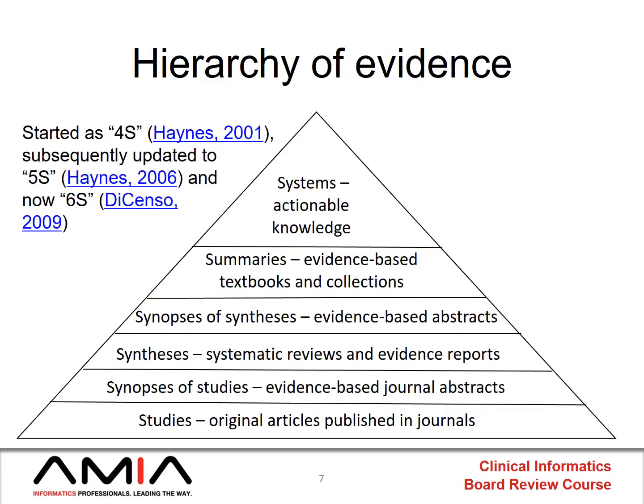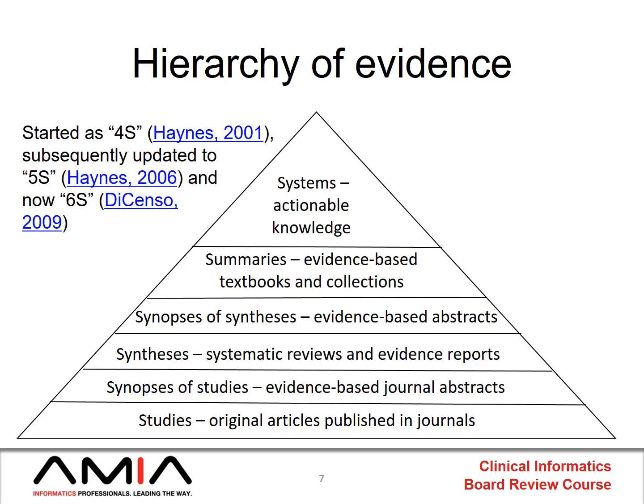When we are applying EBM, we need to think of the hierarchy of evidence. And this comes from a model that was originally called 4S and then 5S and now 6S that shows us one way of looking at the hierarchy of evidence that we use and apply. The foundation of evidence is the original research that generates the evidence, the randomized controlled trials, the other types of studies that give us the evidence. These are typically original articles that are published in biomedical scientific journals.